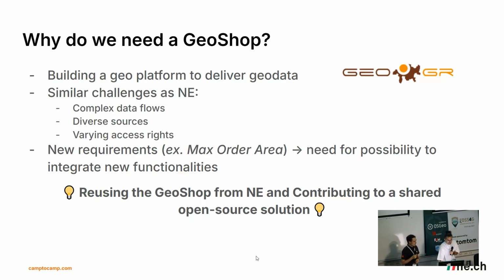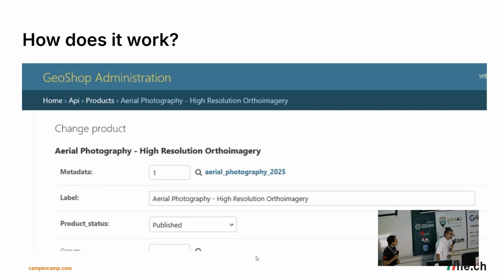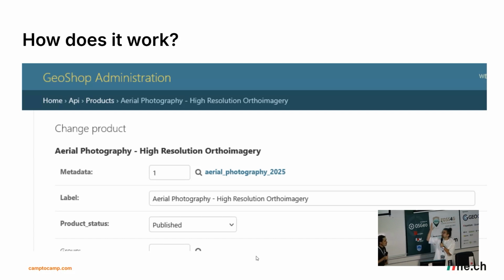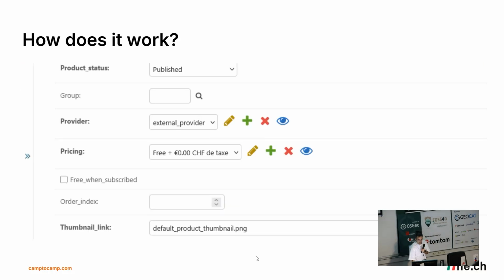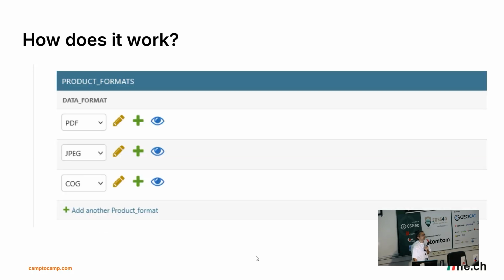So now that we have seen how the GeoShop works for a client, how does it work for a data provider? We have a back office where you need to fill in some details about the product you want to provide. You have to give a name, metadata, a link to the metadata, and make it published. Then you will choose a provider. We'll get into that later. Choose if it's free of charge or what costs you apply to that product, and fill in the data formats in which this product is available.